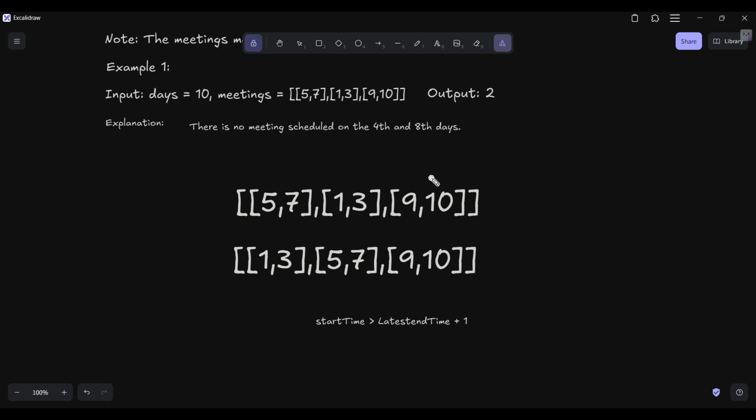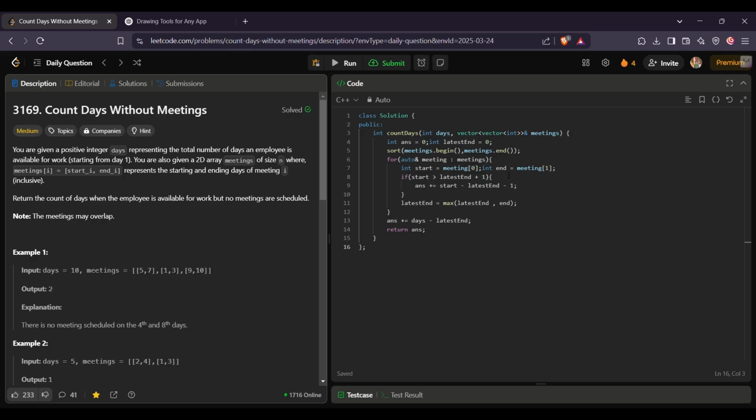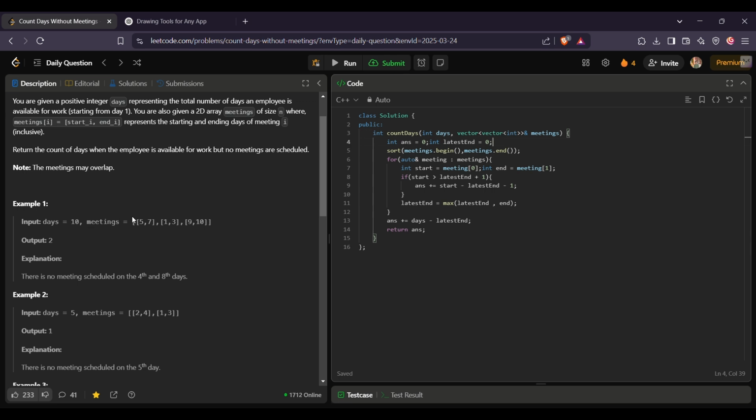We will see the total in code. I will basically provide you the working. So let's move on to the code. Here's the code for the question. As you can see, we have taken the answer variable and latest end, which is updated every time. So let's take this question and you will get it.